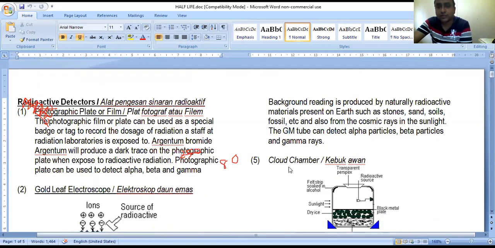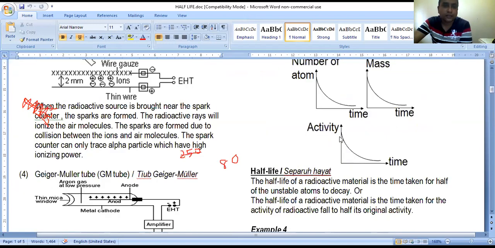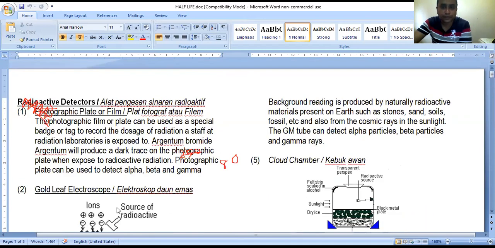And then also naturally, from the sun, we call it cosmic ray. It's charged particles from the sun. So when it enters, what happens? It causes ionization. So we call it cosmic ray. So background reading is from naturally present radioactive material on Earth and also because of cosmic ray.